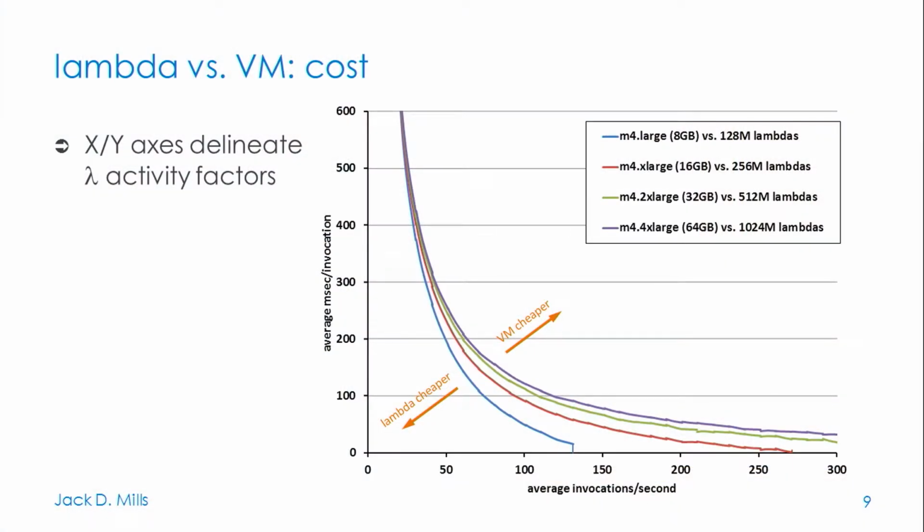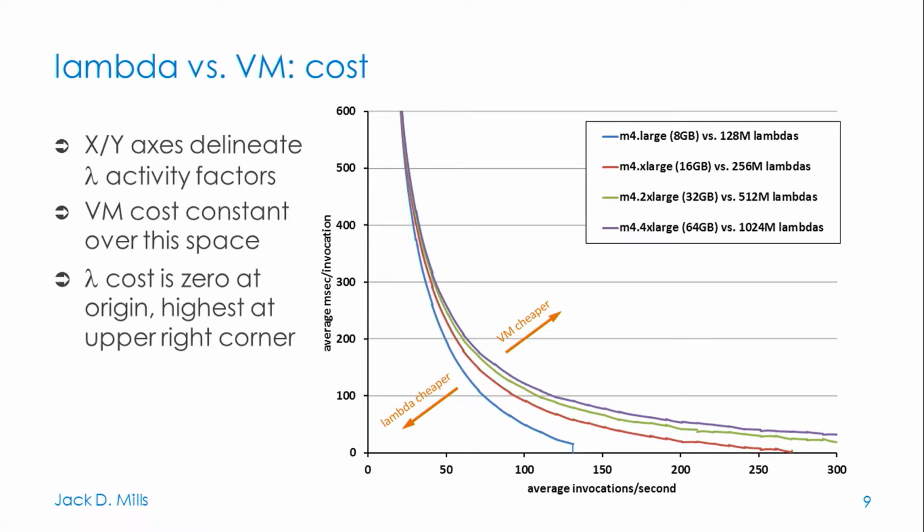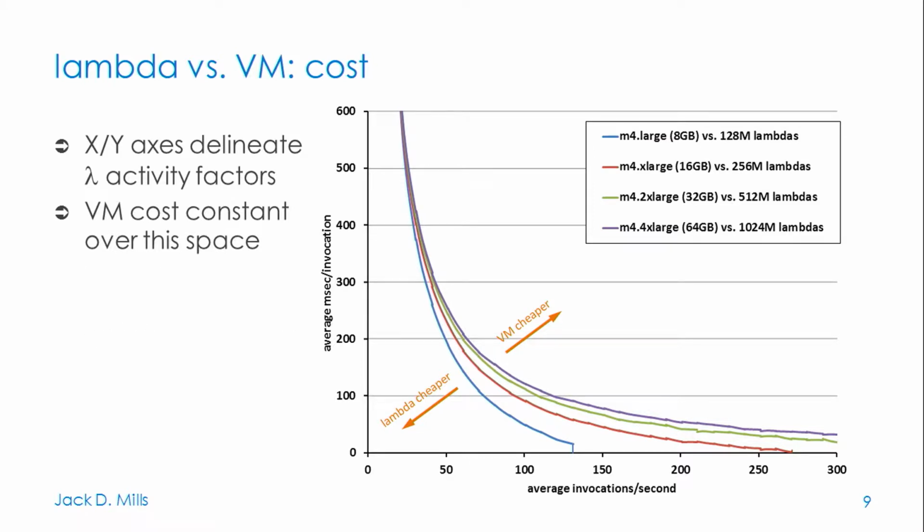So this graph, let me explain it. The X and Y axes are the activity factors for a Lambda. As I said, Lambda cost is two things. How much time, that's the X-axis, and how many times you call it, that's the Y-axis. Virtual machine cost is constant over this space. Right, it doesn't care, it's flat. So imagine that there's another Z-axis coming out of the screen. The virtual machine cost is a flat plane over this space. It doesn't care how active it is.